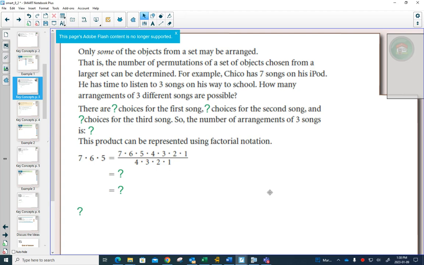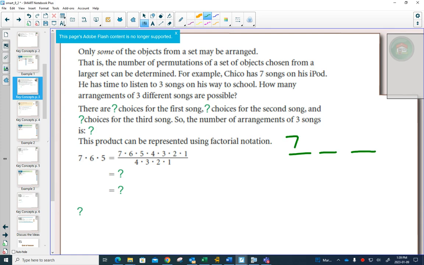So if you are arranging objects in an order, the following pattern comes up. Here's an old question: an iPod with a really extensive music library of 7 songs. He wants to play 3 of them. So he has to make a decision: which song is he going to play first, which is second, which is third?